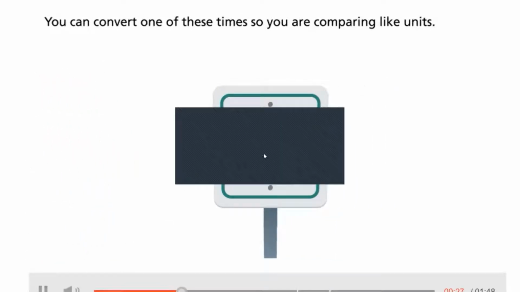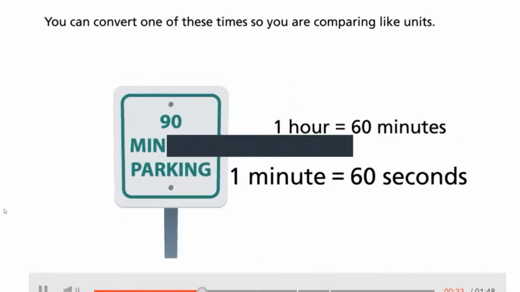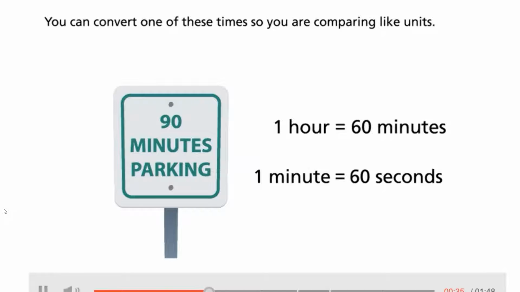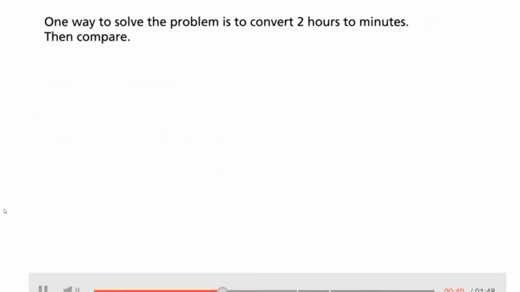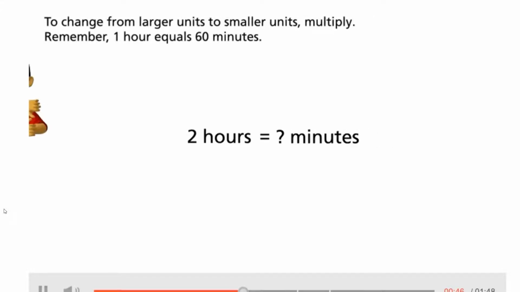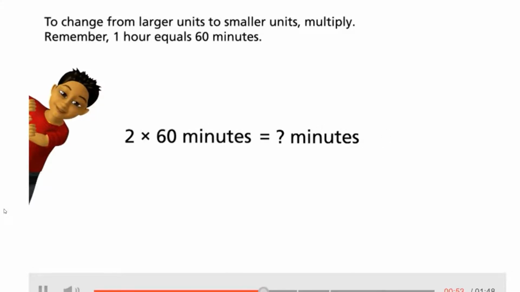You can convert one of these times so you are comparing like units. 1 hour equals 60 minutes. 1 minute equals 60 seconds. One way to solve the problem is to convert 2 hours to minutes, then compare. To change from larger units to smaller units, multiply. Remember, 1 hour equals 60 minutes. 2 times 60 minutes equals 120 minutes.